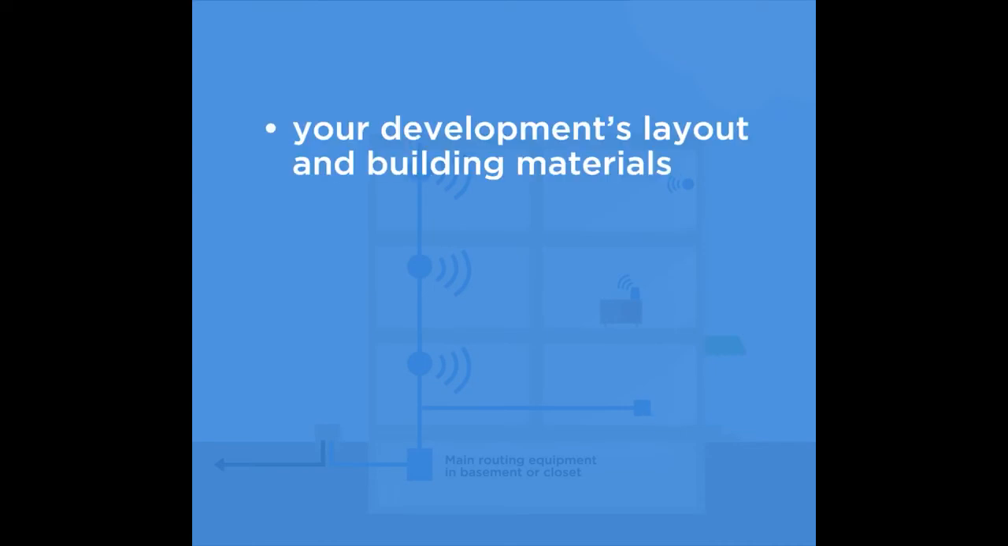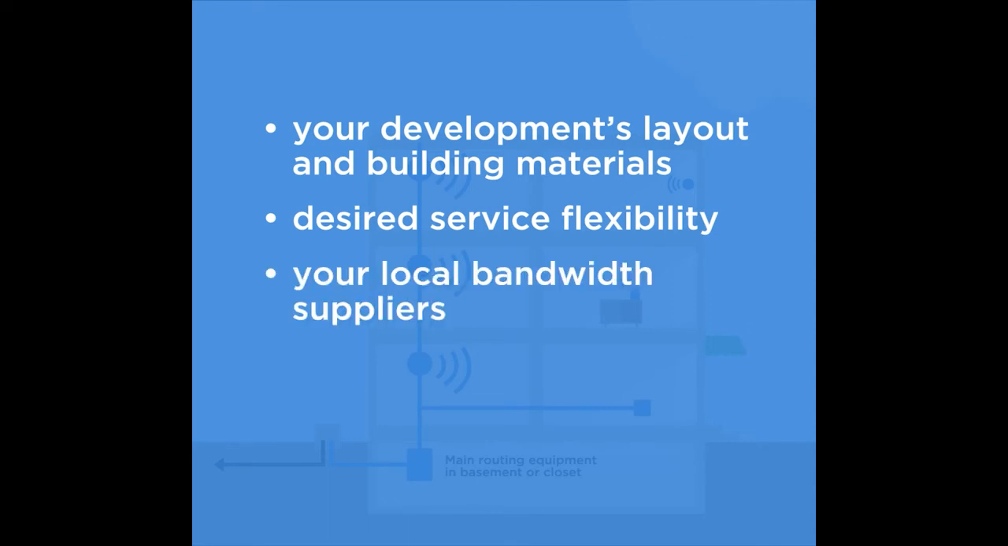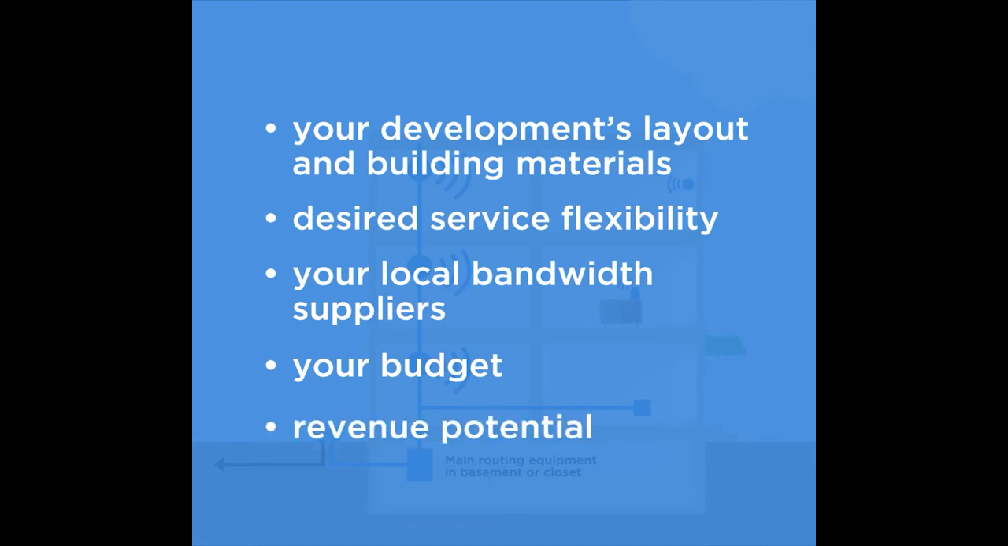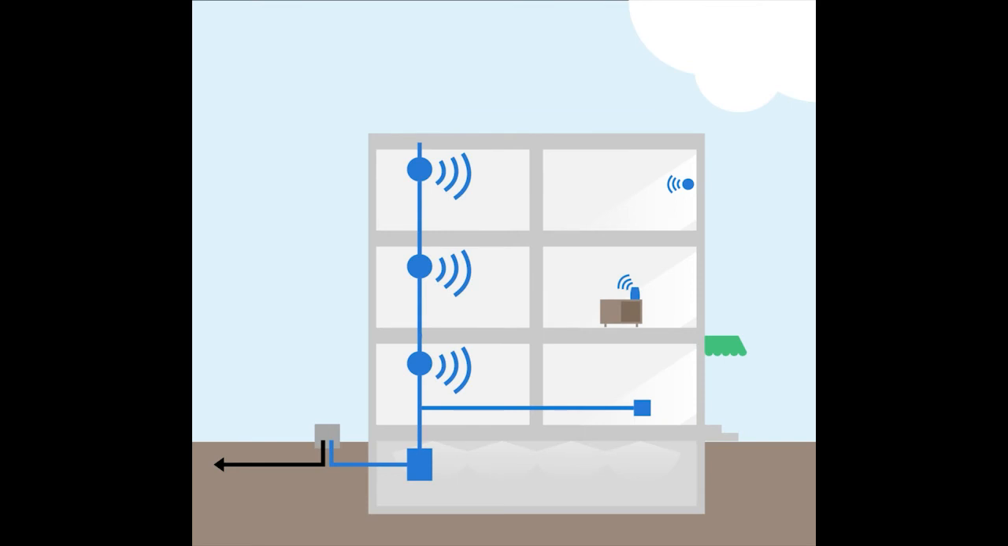The simplicity or sophistication of your network depends on a number of factors, including your development's layout and building materials, the amount of choice you want to give your residents in terms of connection speeds and other devices and services that use the internet, your local bandwidth suppliers, your budget, and the amount of revenue potential you'd like to build into your plan.